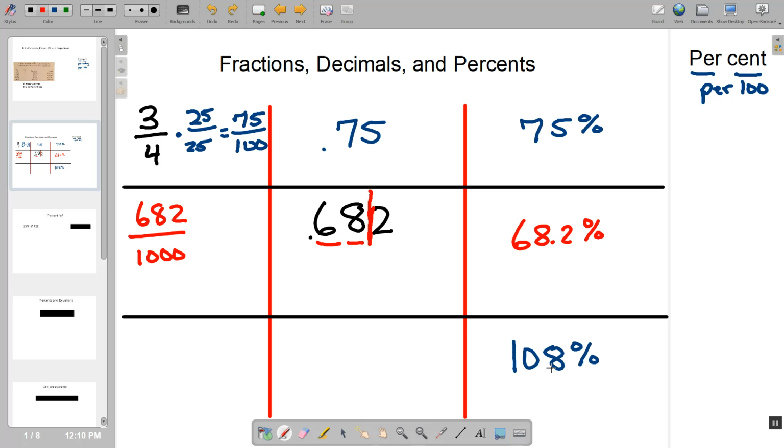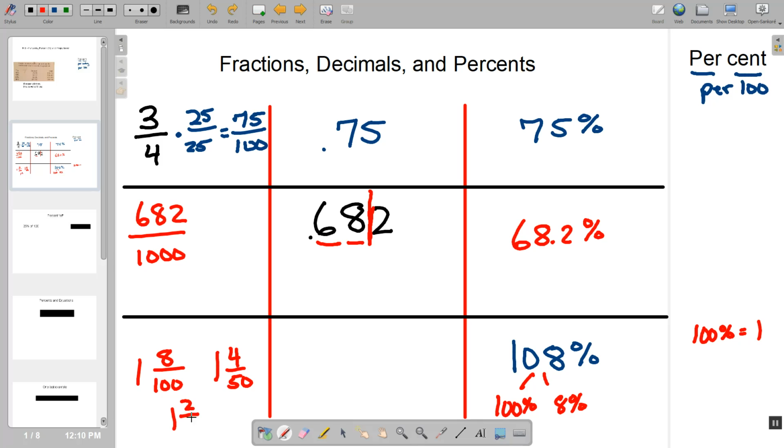For the last problem, we should know that 100% is equal to 1 whole. So anything that's more than 100% will have to be a mixed number. So I break this up into 100% and an extra 8%, and that's how I'm going to write my fraction. To simplify this, I can divide both of these numbers by 2 to get 1 and 4/50ths. I can divide by 2 again to get 1 and 2/25ths.